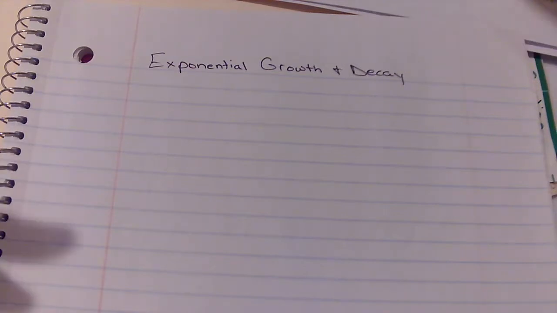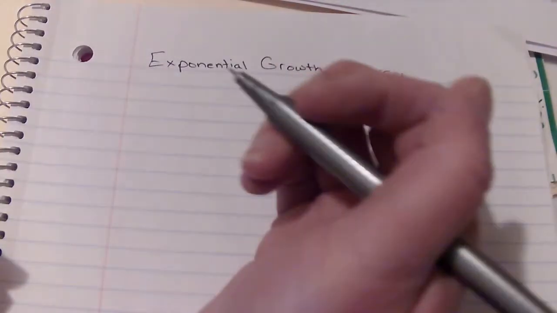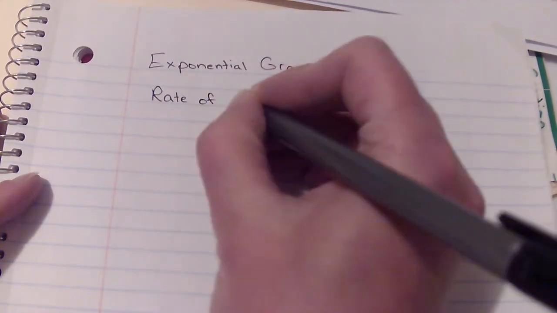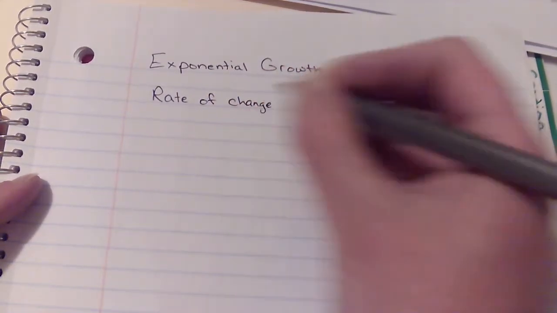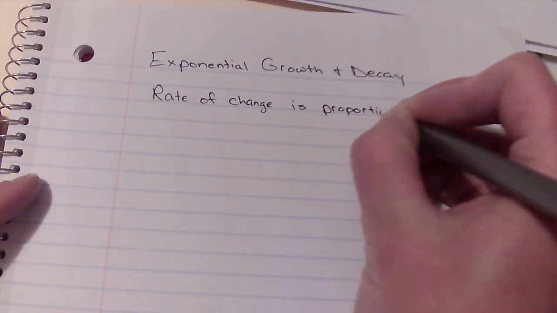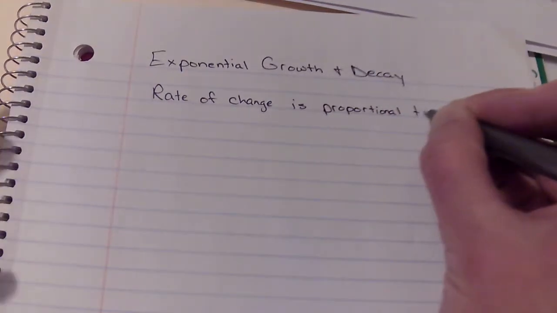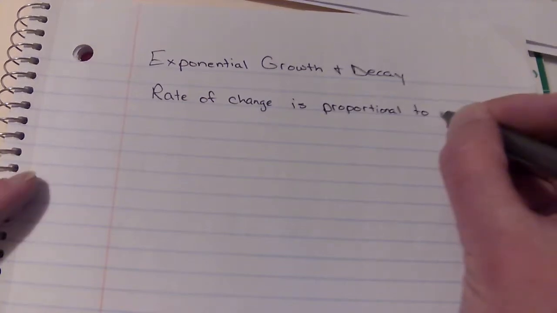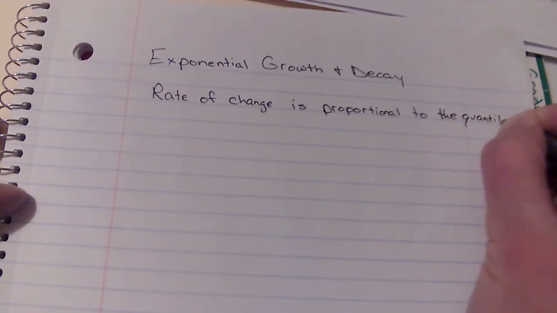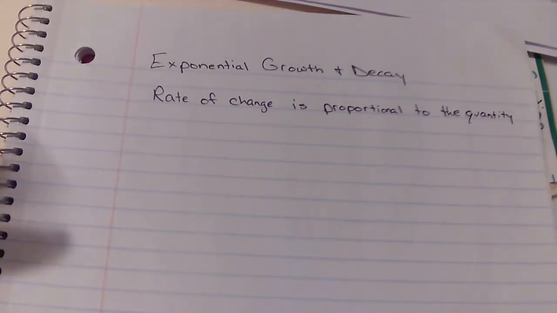But what happens in exponential growth is that the rate of change is proportional to the value, to the quantity. Let's call it that. So most of the time when we're dealing with exponential growth or decay, we're dealing with time. Everything's with respect to time.